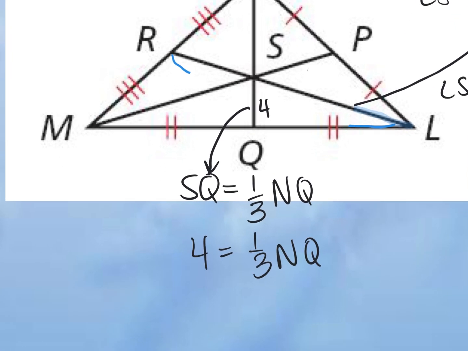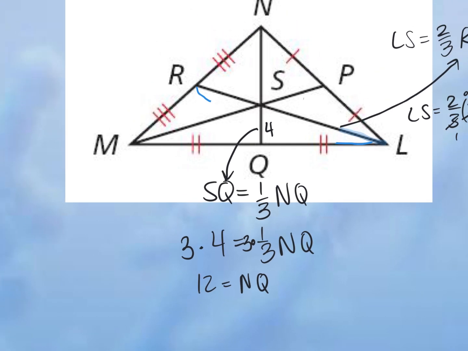Could we solve this equation for NQ, Grayson? Yes. We'll just multiply 4 times 3 and get 12. Multiply both sides by 3, and you would get 12 equals NQ. So the length of the entire thing is 12.